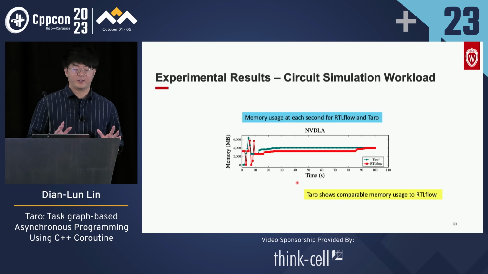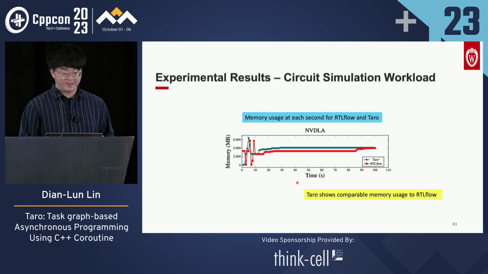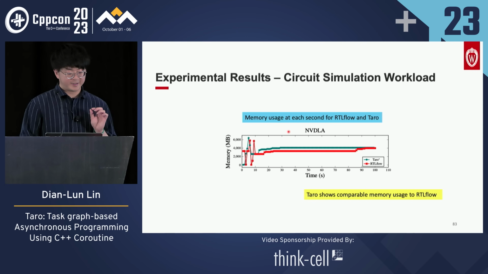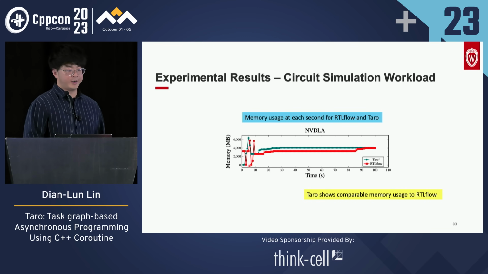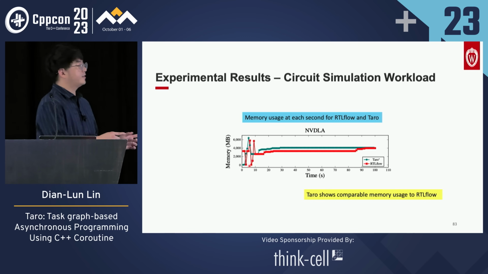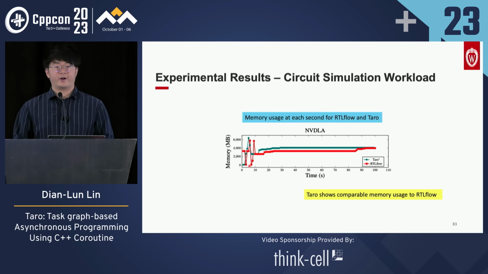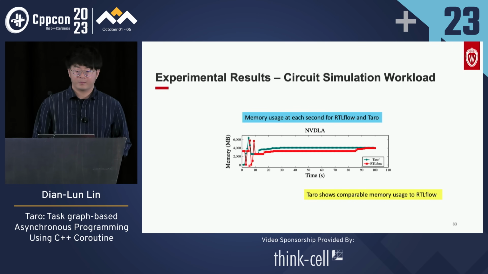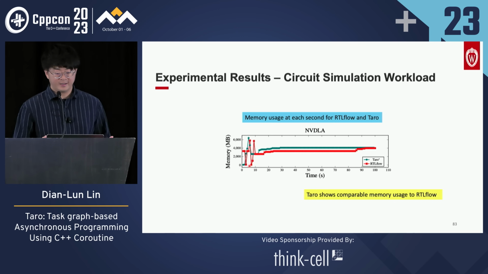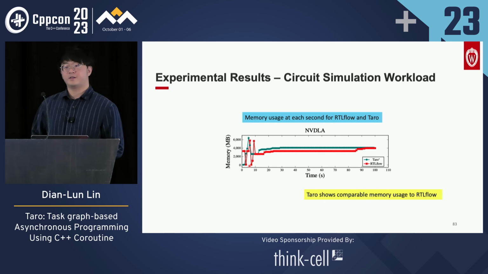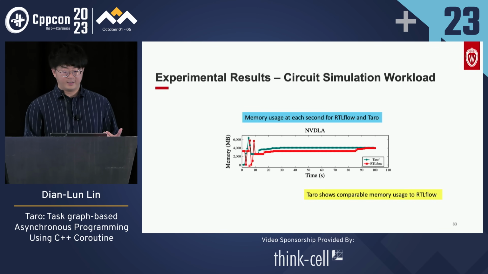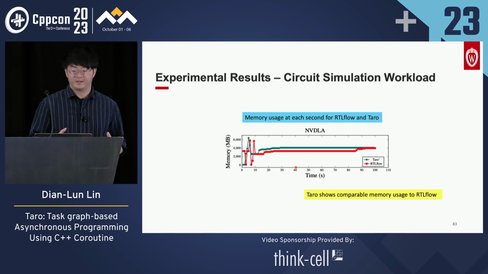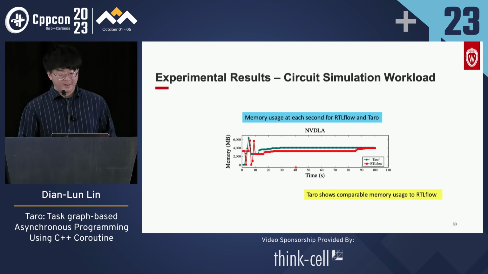The final result I want to show is memory usage. Here, this is memory usage at each second for RTL and Taro. The x-axis is the time, and the y-axis is the memory. The green line is Taro. You can see Taro requires a bit more memory because C++ coroutines require extra memory to store the state of each coroutine. But you can see we don't have a significant difference here. And actually that highlights that our scheduler can manage this kind of memory overhead induced by coroutines.